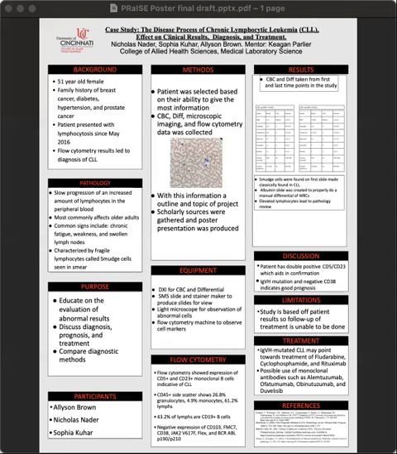The equipment used for this case includes the DxI for CBC and differential, SMS slide maker and stainer to produce slides for view, and a light microscope for the observation of the slide, as you can see in the picture in the methods section, and a flow cytometry machine to observe cell markers. This machine showed expression of CD5 and CD23 on monoclonal B cells, which is indicative of CLL.